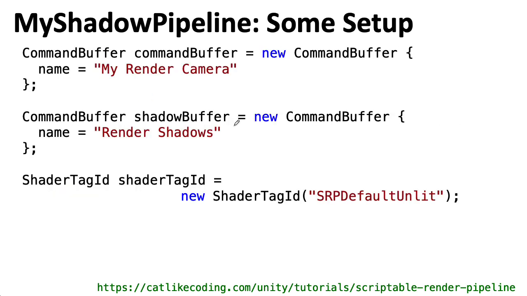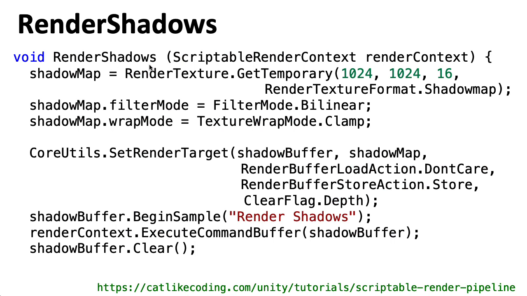Now remember we created a command buffer called shadow buffer. That's used by this render shadows routine. So we're going to set our render target according to this shadow buffer to be the shadow map. And we set up the shadow map here. We're going to ask for a 1024 by 1024 array of pixels that have 16 bits, and we'll give it the render texture format shadowmap because it's a shadow map.